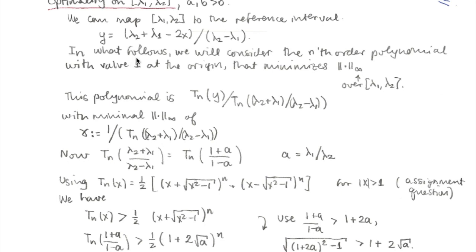So the one that's going to do the job is the Chebyshev polynomials. These are the ones that have absolute value of 1 now on the interval y, which is getting mapped to this interval. But if I want to make the polynomial have value 1 when x is equal to 0, then I have to divide by this Chebyshev polynomial evaluated at that point.